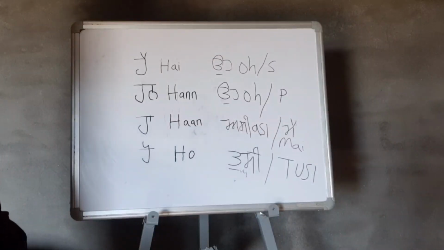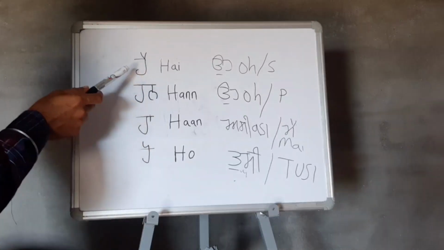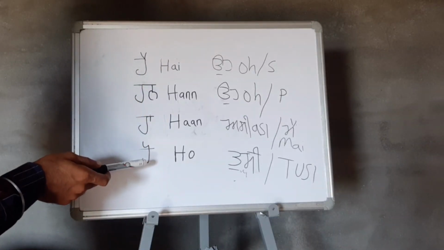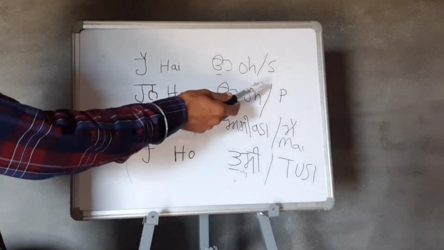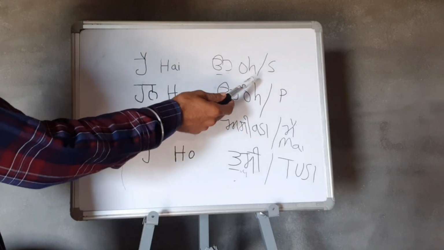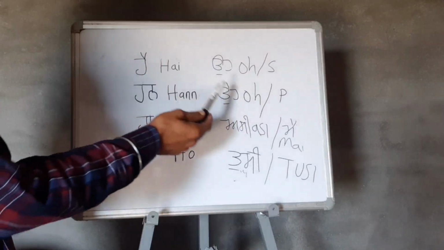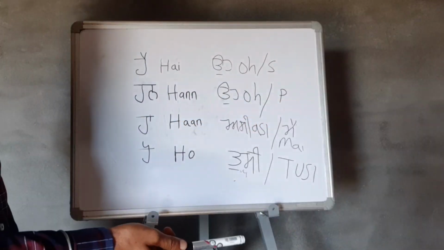All right, so here we go. Hai, all right. So basically, this is used in textbook. Hai, han, ha, ho, right? How are they used? Hai is for O singular, all right. If O singular, then it is hai in textbook. Han, if it's O and plural, right? Like O school jande han, right?